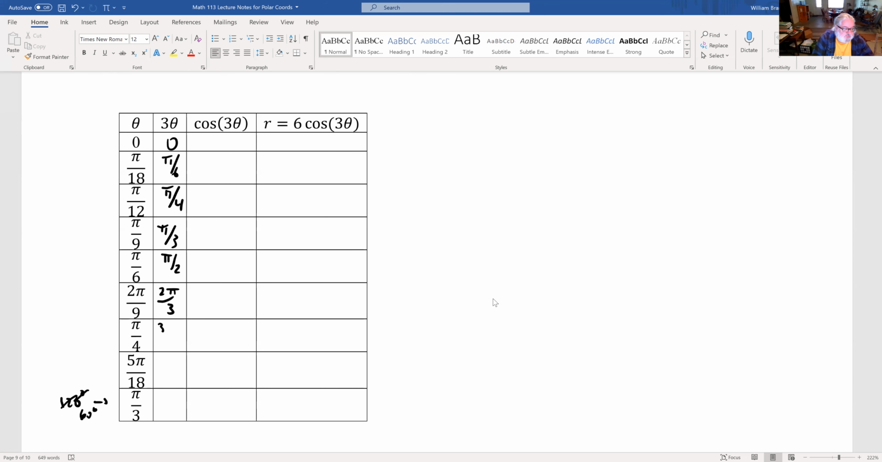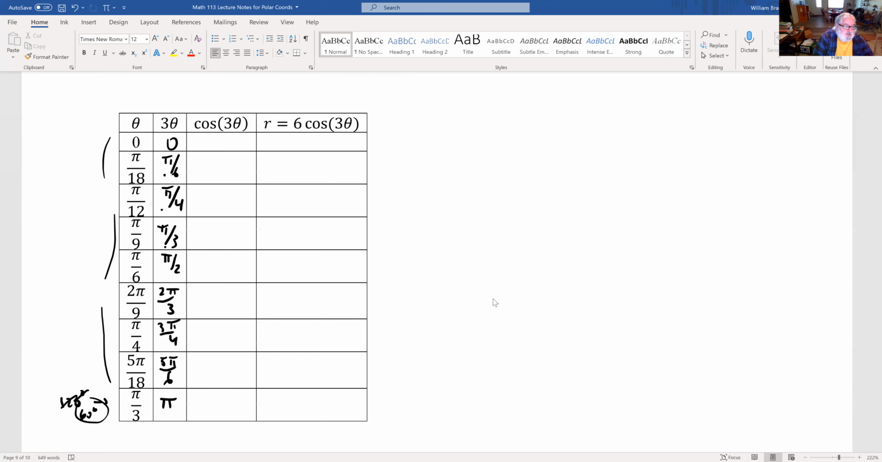Pi over 4 times 3 is 3 pi over 4. 5 pi over 18 times 3 is 5 pi over 6. And then pi over 3 times 3 is pi. So pi over 3 is 180 divided by 3, so that's 60 degrees there. So what's the cosines, right? And so these angles I chose so that 3 times those angles are my standard angles.